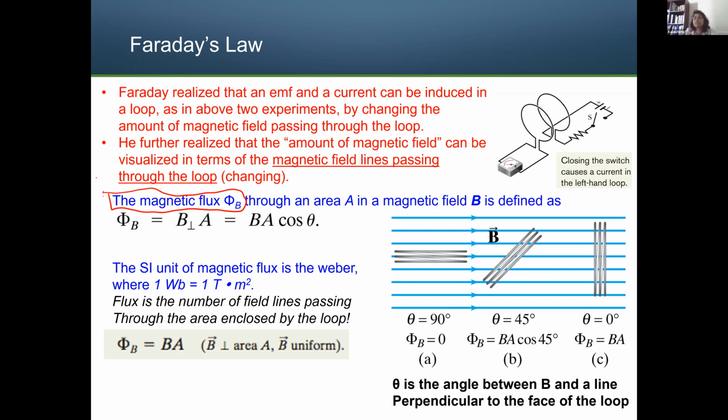Do you remember what the magnetic flux is? Magnetic flux is magnetic field times the cross-sectional area times the cosine of theta. That means basically how many magnetic field lines cross through that surface of interest, that will be the magnetic flux, right?